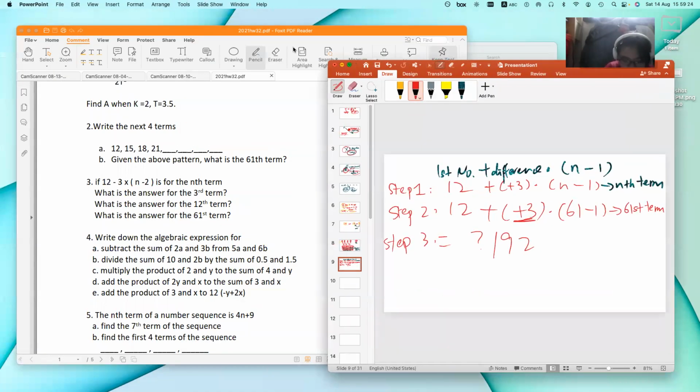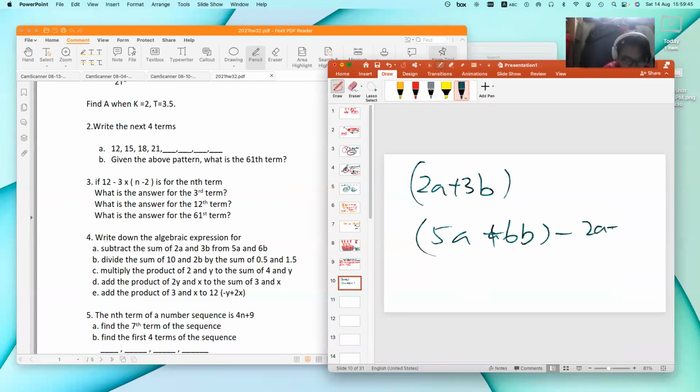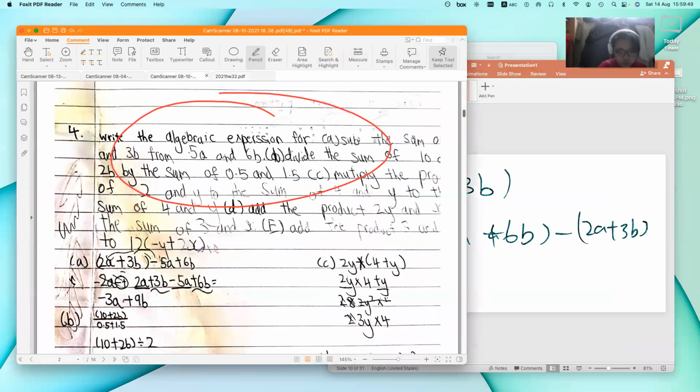Let me compare. Okay, so first question. It says subtract the sum of 2a. So sum of 2a. Can you see there is a sum of, right? So when you have a sum of, what you need to do? Bracket it. From. Okay, so that means this minus the 2a plus 3b. What's your answer? How come the order is wrong?